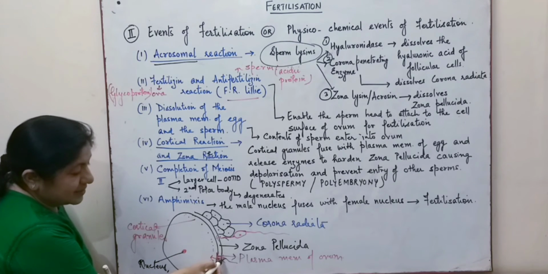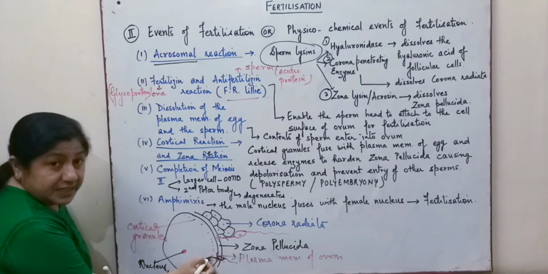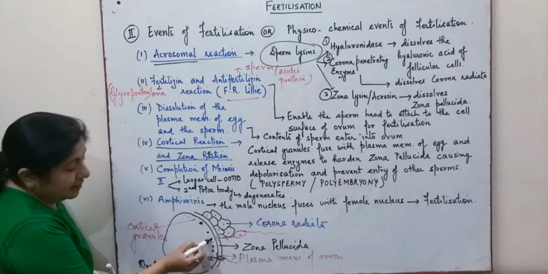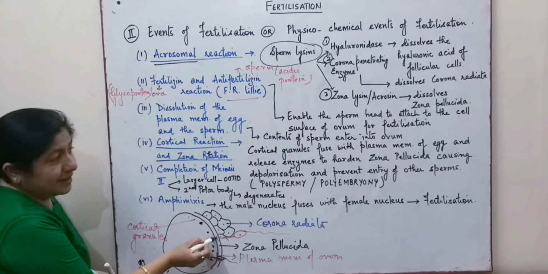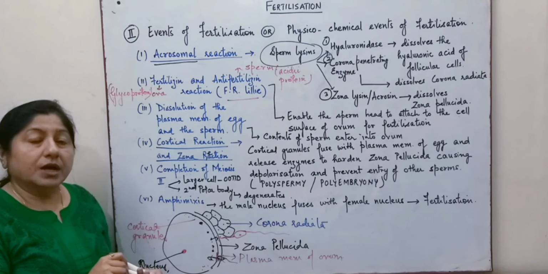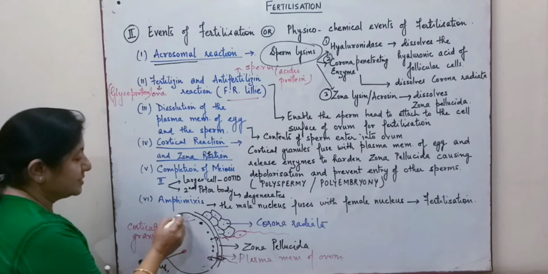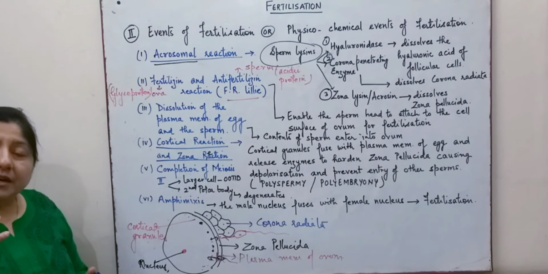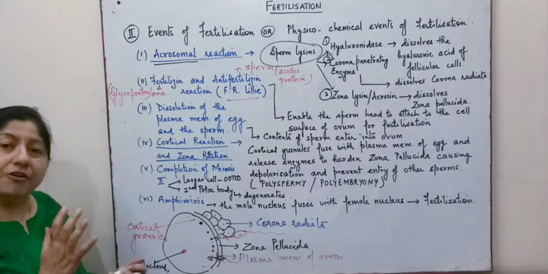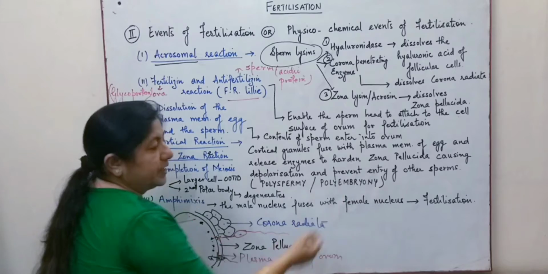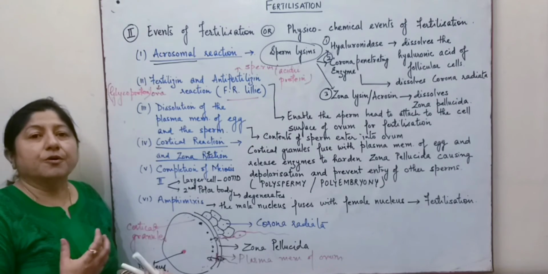So as soon as the contents of the sperm enter inside, the cortical granules, which are actually proteins, react with the zona pellucida layer and release certain enzymes that harden the zona pellucida, and it causes the depolarization. As a result, the entry of the other sperms is prohibited or avoided. So that is what we mean by polyspermy being prevented, or polyembryony. Polyembryony means formation of many embryos.